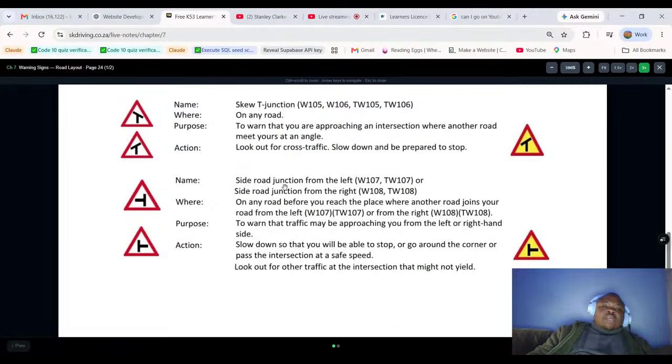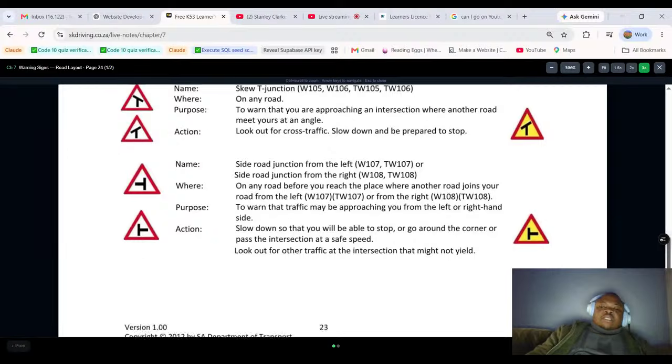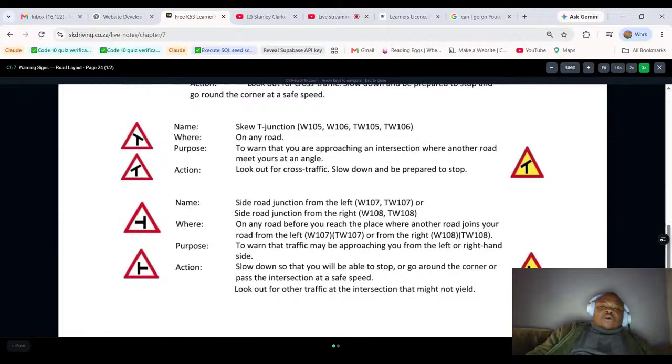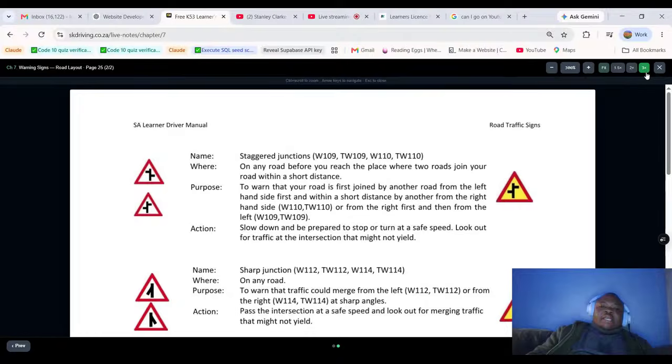And then we have a side junction from the left, a side junction from the right, and the temporary version of it. The purpose is to warn you that traffic may be approaching from the left or the right hand side, and to slow down so that you'll be able to stop or go around the corner to pass the intersection at a safe speed. That is it on this side. And then let us continue.